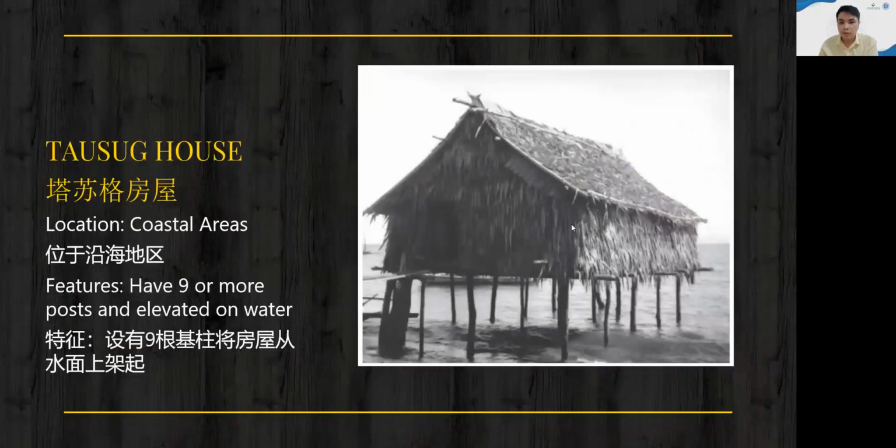So another variation, which is found in the coastal areas, is the Tausug house made by the ethnic group called Tausug. So this is what I meant earlier when I said that the house can live above the waters. The main feature would be, of course, that it is located above water with nine or more posts anchored to the seafloor as its foundation.